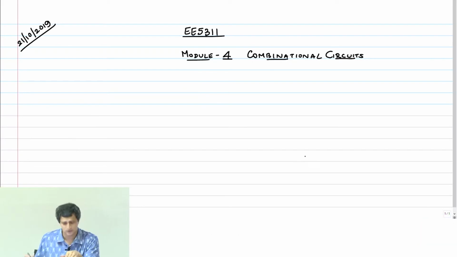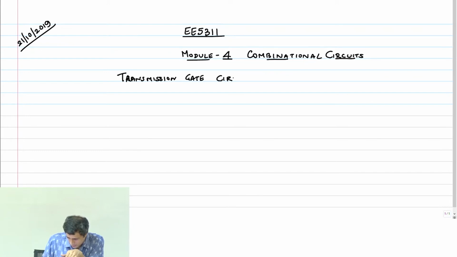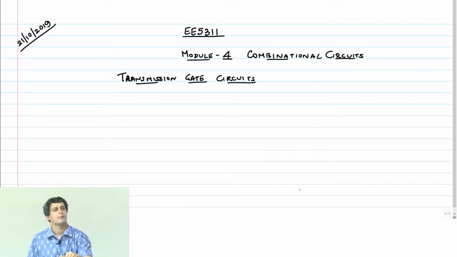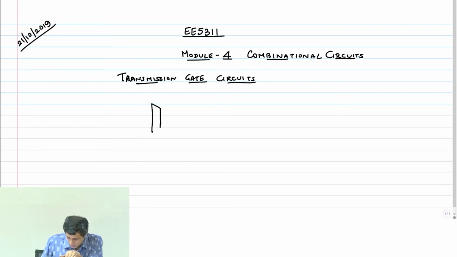What I want to cover is the transmission gate. Transmission gate circuits. Okay. So what is a typical 2:1 multiplexer logic function?